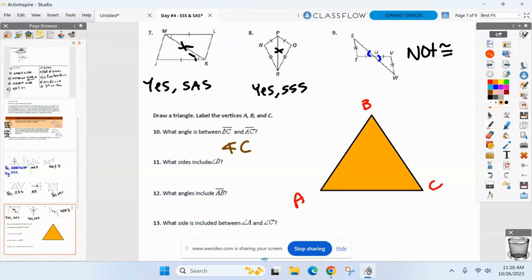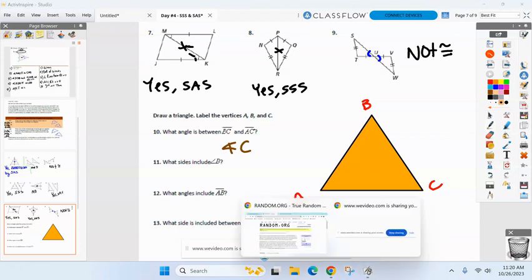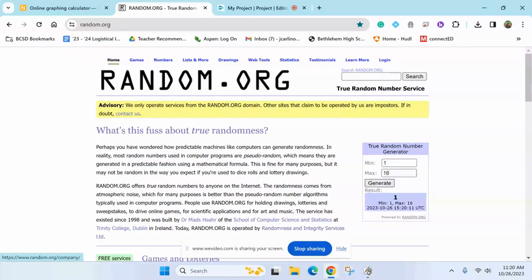Okay, what sides include angle B? Meaning, let me rephrase this. Angle B is in between what two sides? Angle B in between what two sides? Charlie.